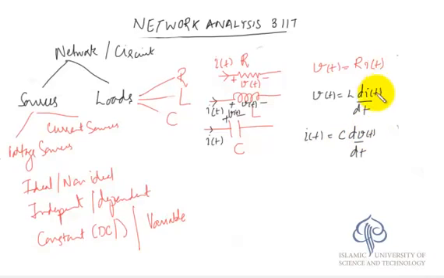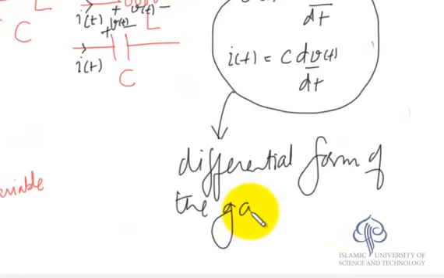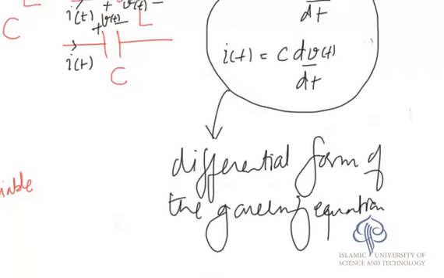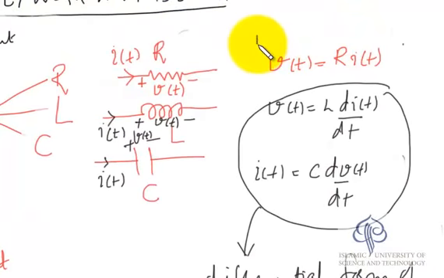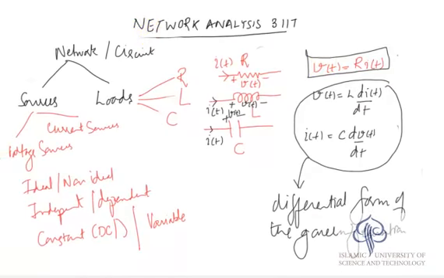So this form is the differential form of the governing equation. This may not necessarily be the only form. You can also write the integral form of the governing equations. For the resistance, this is an algebraic equation and it remains the same. It does not change because there is no differential part.